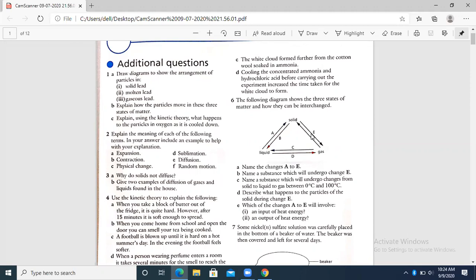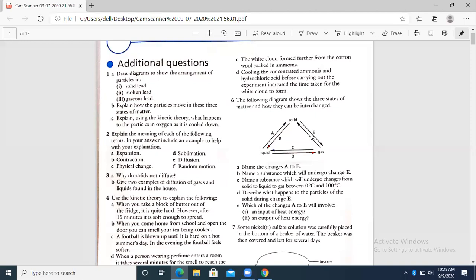Then next question, Jawdat. Question D: describe what happens to the particles of the solid during change E. Change E means sublimation. So what happens to the particles of the solid? It instantly breaks all the attractive forces and turns to gas. Yes, the particles in the solid, which are vibrating about a fixed point with attractive force between them, suddenly gain sufficient kinetic energy to vibrate more rapidly, breaking the attractive forces, then move away from one another, meaning they change into gas. Okay, enough. Write your own line, no problem.